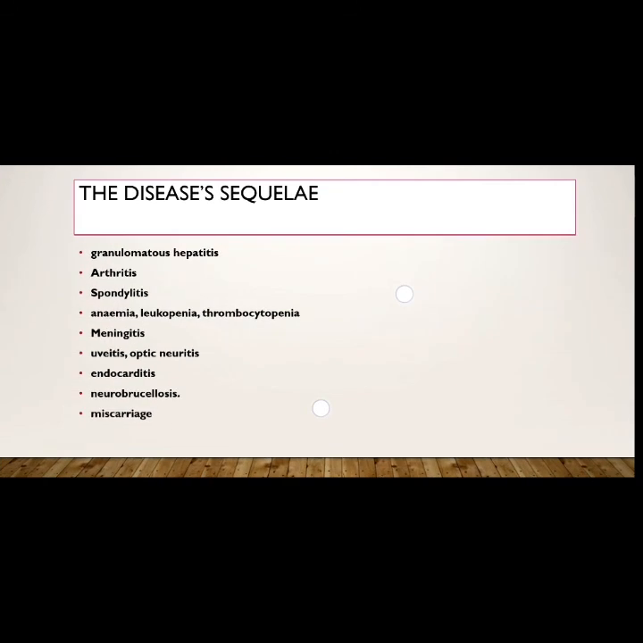Now, what about the possible sequelae of the Brucella infection and Malta fever? Possible sequelae include different system involvement, for example, epididymo-orchitis, hepatitis, arthritis, spondylitis, pancytopenia, when the patient presents with anemia, leukopenia, thrombocytopenia. Also, the patient may develop meningitis, uveitis, endocarditis. Brucellosis and miscarriage, as mentioned before.